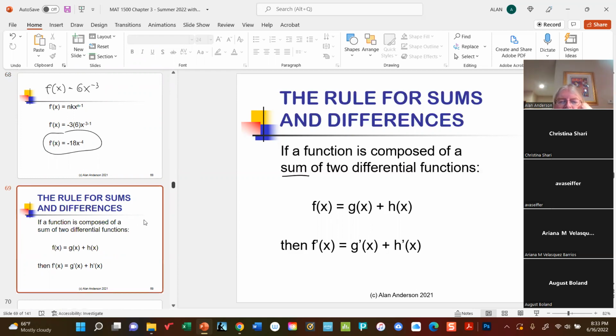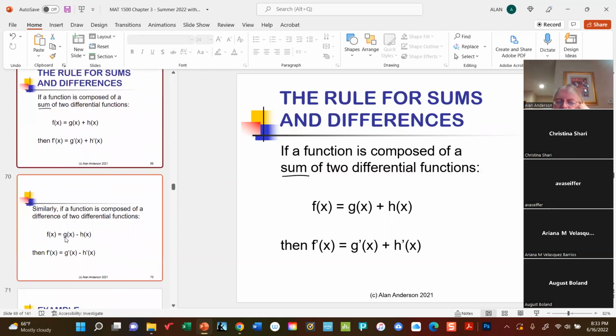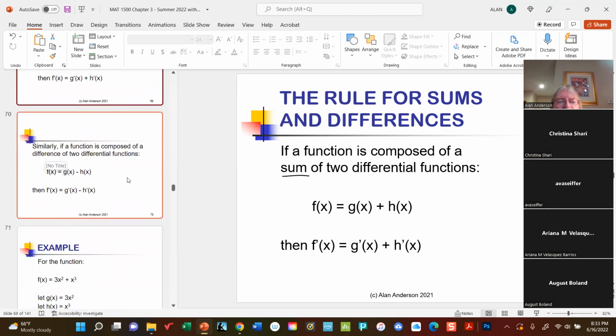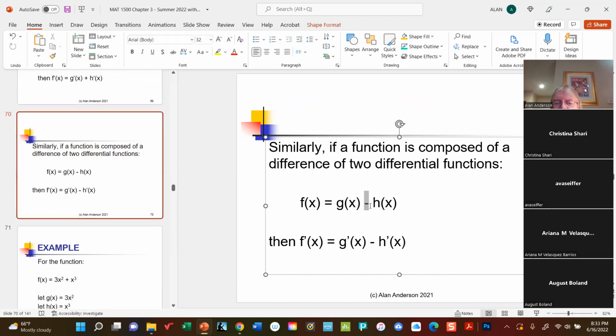Wow. And of course, for differences, you just subtract instead of add. Okay, so that's all you have to do. Well, that one's nice. Now, unfortunately, the products and quotients are kind of messy, but this one is very simple. So let me just quickly show you how the differences look. So you just change the sums to differences. That's all you have to do differently.